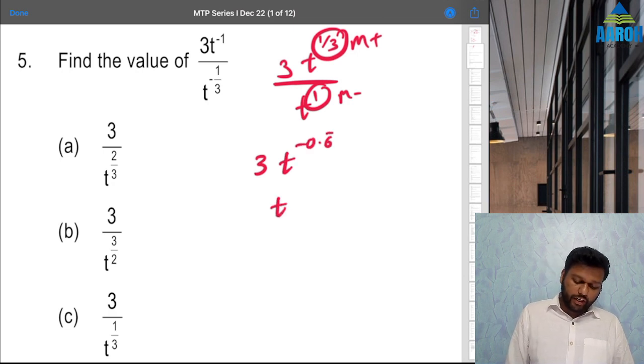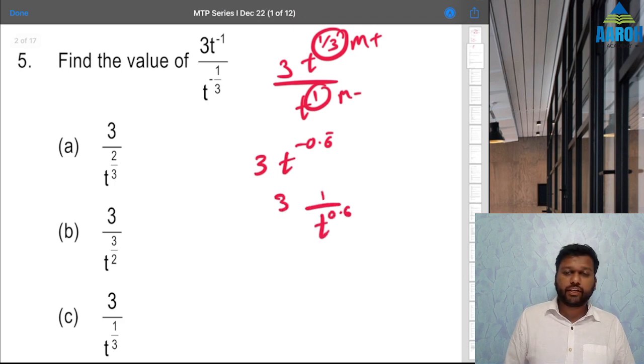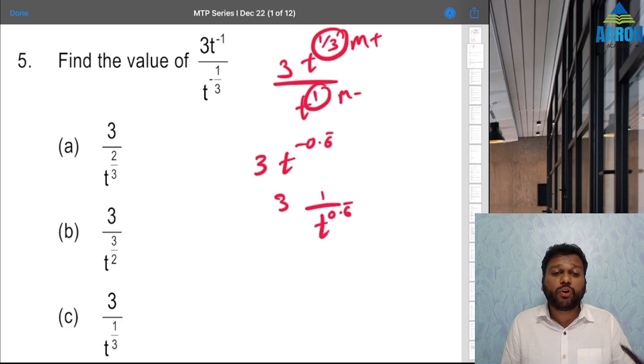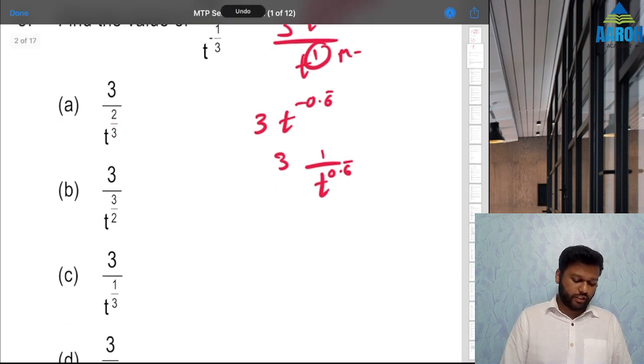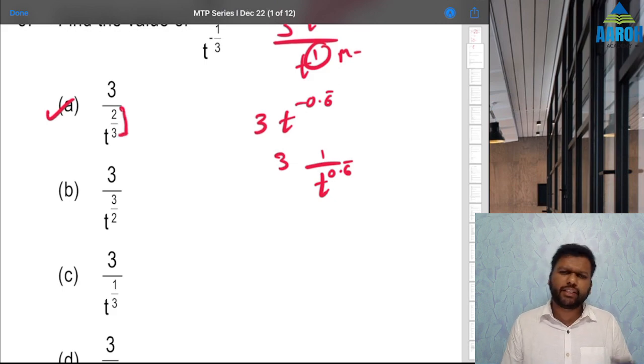Or 3 into 1 upon t raised to 0.6 recurring. 0.666 is what? 2 by 3. So t raised to 2 by 3. So this is the correct answer. You should know it, or if you don't know it, just check. 2 by 3 is 0.666. So that is the answer.